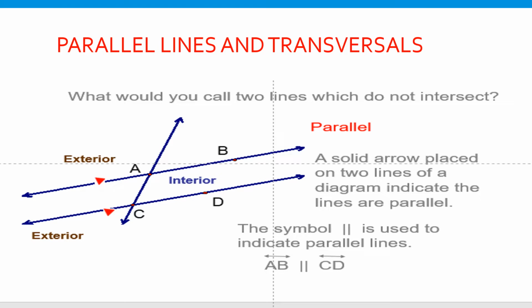Okay, parallel lines and transversal. What would you call two lines which do not intersect? So we call them parallel. A parallel symbol is a solid arrow placed on two lines of a diagram to indicate the lines are parallel. So these are the two lines that are parallel. We have line AB and line AC. So this symbol is used to indicate parallel lines. So line AB is parallel to line AC.